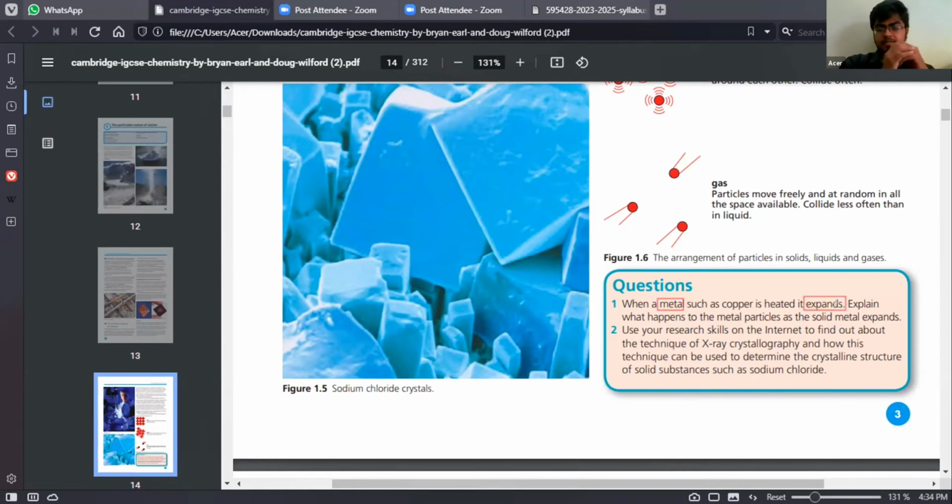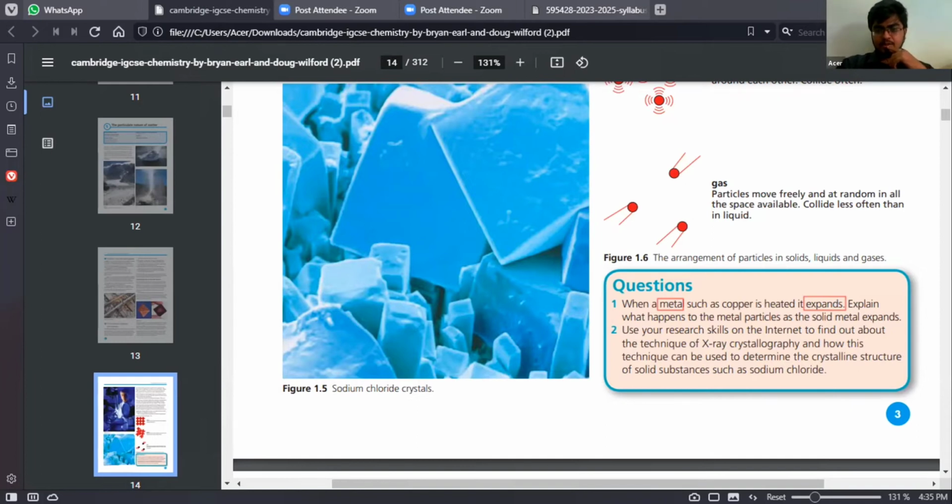Because of the heat, the volume increases. The particles move a little bit farther away from each other. Because of heat, the particles vibrate much more, and because of that, they create space between them. And now, if you keep heating the copper metal, soon you will find that after 500 to 700 degrees Celsius, copper will start melting. It will get converted from solid to liquid.